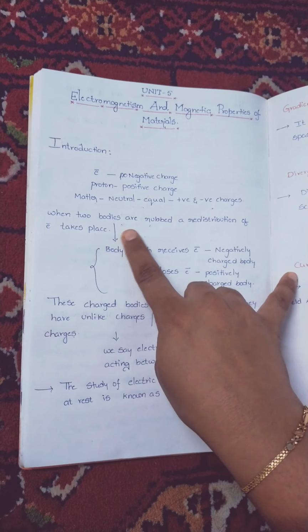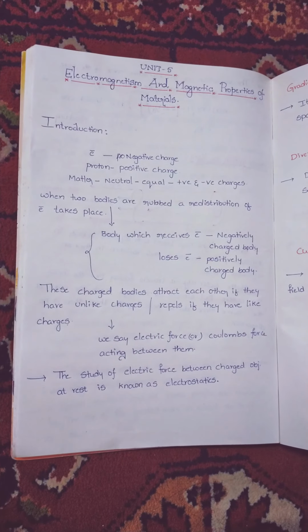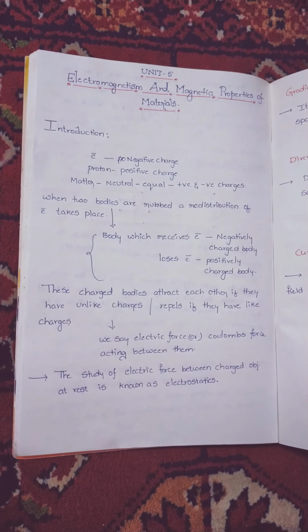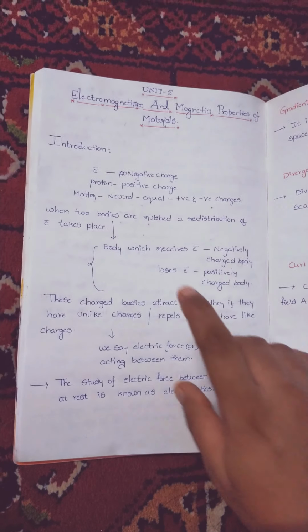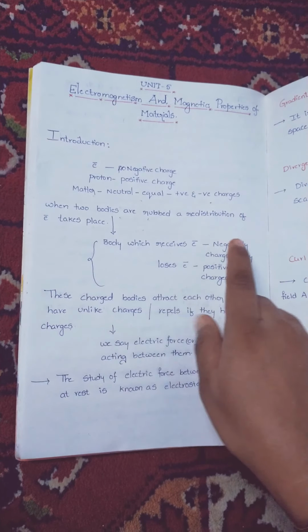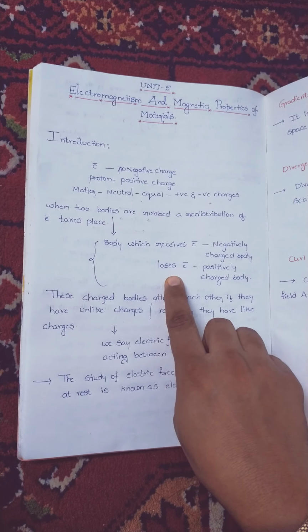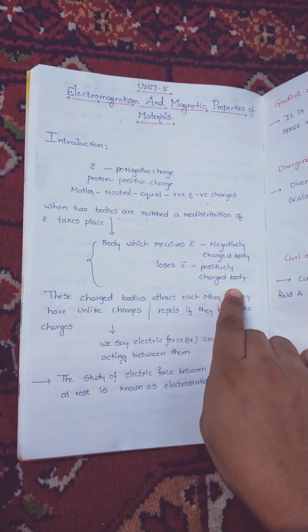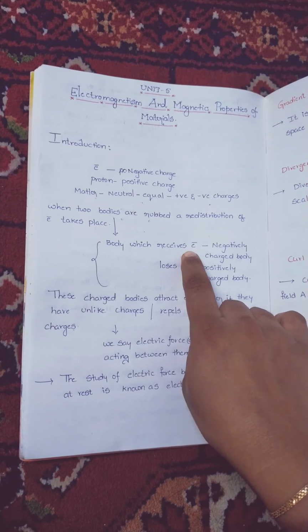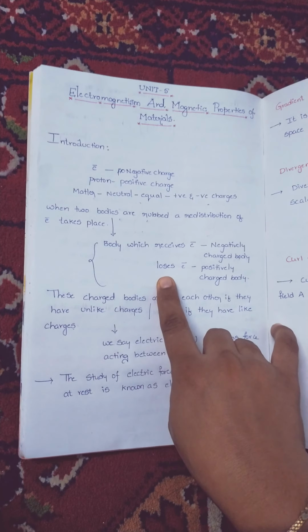Now we'll consider two bodies which are rubbed together. Now a redistribution of electrons takes place. The body which receives electrons when we are rubbing is called the negatively charged body, and the body which loses electrons is called the positively charged body. So this body will have a negative charge and this body, which is losing electrons, will have a positive charge.